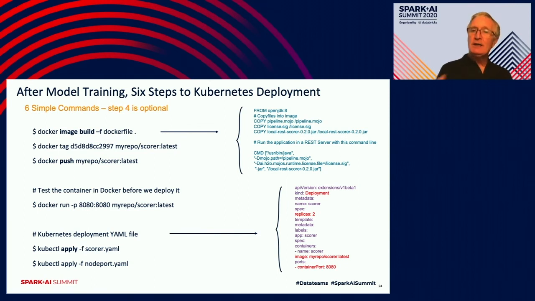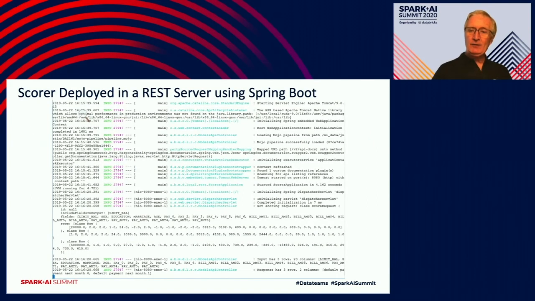So this is simulating what a data scientist might do just to bring up a test in Kubernetes of their future Spark object or future Spark container. Now let's move on to a more serious deployment of that. And this, by the way, is the REST server running, and the lines at the bottom indicate that the prediction, the scorer, is running. So this is Spring Boot executing a REST server within the container and being executed against the VM here.